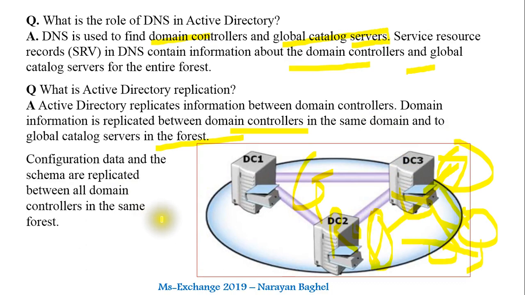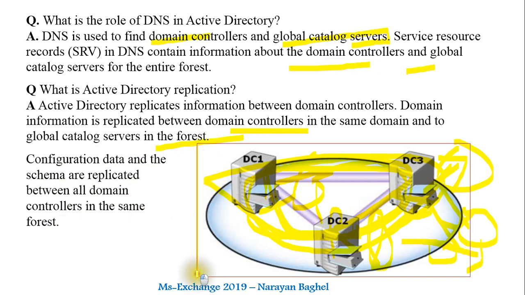Now this is what I'm talking about. For example, you have 3 DCs. If any change is happening here, it should be replicated to all the DCs. Keep changing information with all the DCs. Configuration data and the schema are replicated between all the domain controllers in the same forest.